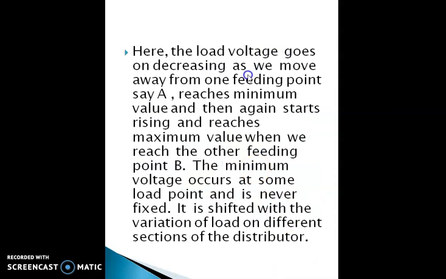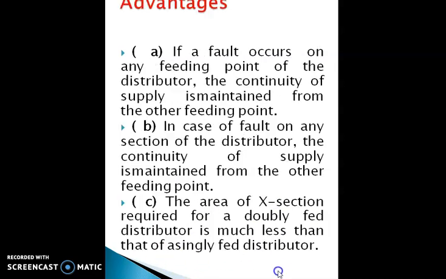Here the load voltage goes on decreasing as we move away from one feeding point, reaching a minimum value, and then starts rising again and reaches a maximum value when we reach the other feeding point B. The minimum voltage occurs at some load point and is never fixed. It shifts with the variation of load on different sections of the distributor. Its advantages: if a fault occurs on any feeding point, the continuity of supply is maintained from the other feeding point. In case of a fault on any section of the distributor, the continuity of supply is maintained from the other feeding points.